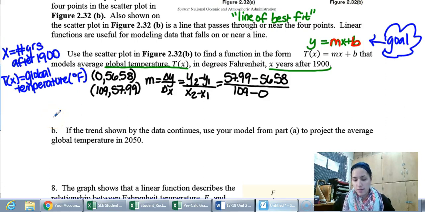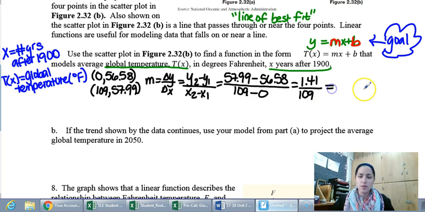So let's see, 57.99 minus 56.58, I get 1.41 divided by 109 minus 0, which is 109. Equals, let's see, 1.41 divided by 109 gets me 0.013 if I were to round this to 3 decimal places.